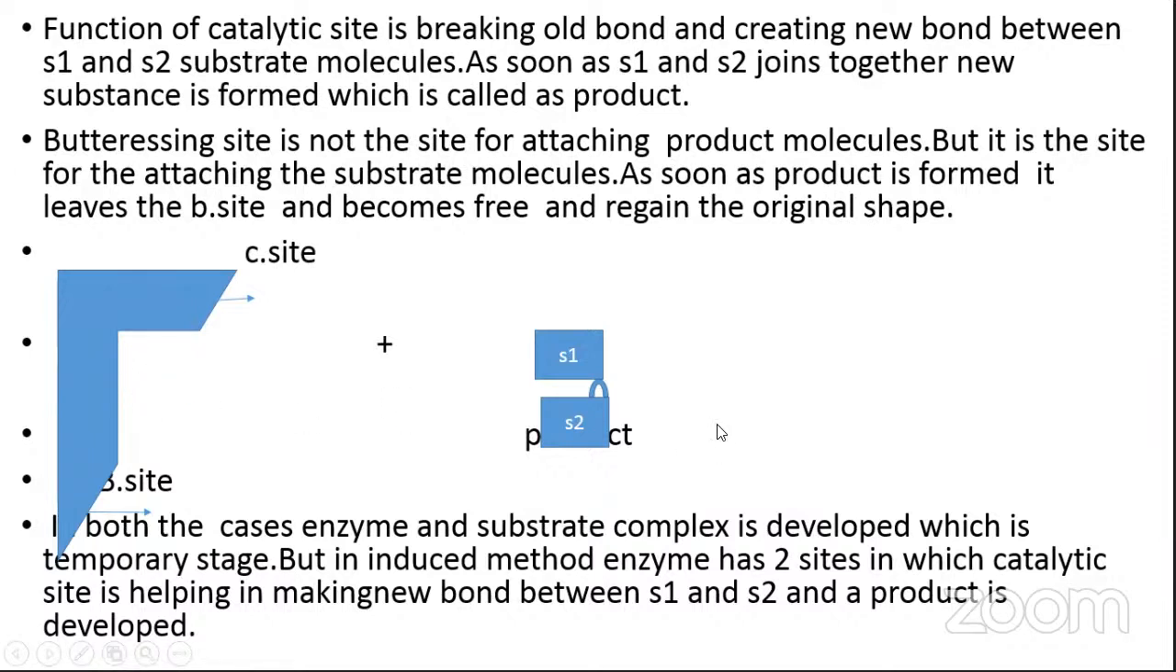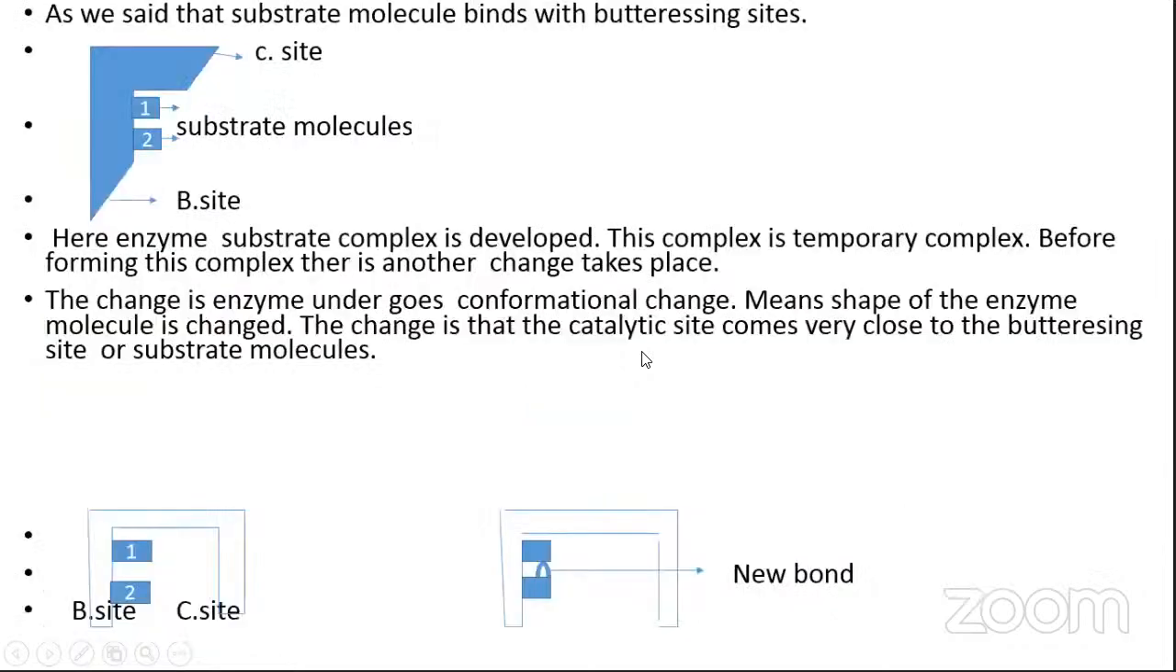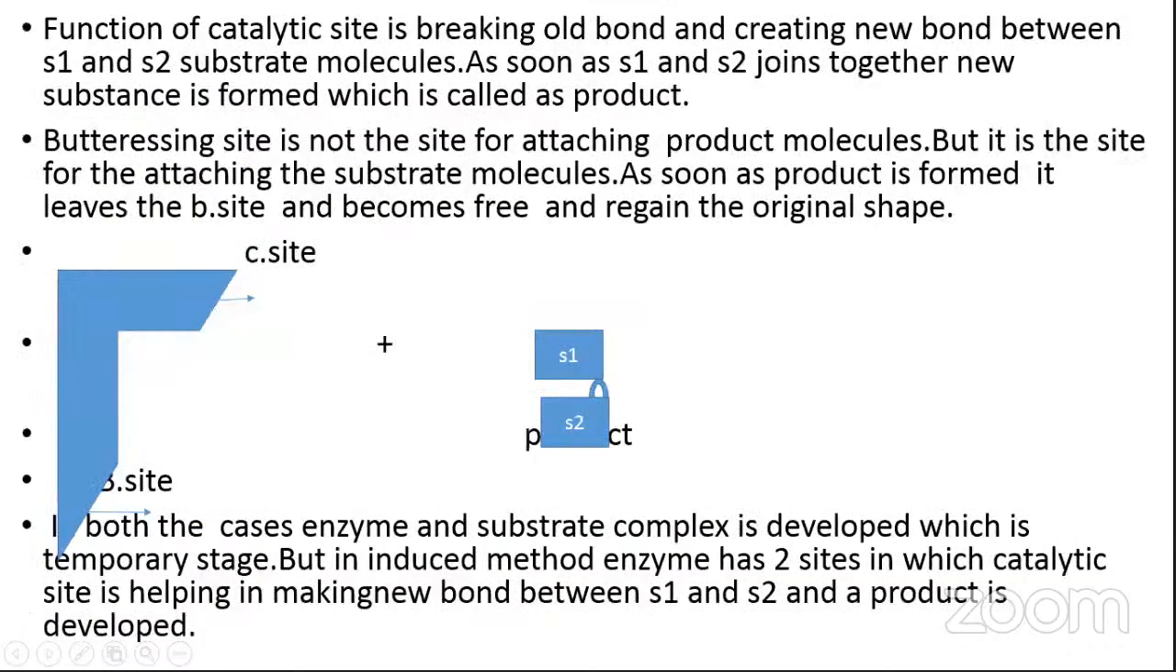That's why at the end of this enzymatic reaction, substrate molecules are converted into product molecules, but the enzyme, as it was initially, is the same after the completion of the reaction. So this is about the induced fit theory. What we are inducing here means substrate molecules are induced. Induced to what? They are induced to the binding site of the enzyme. So this is about the induced fit theory, which was proposed by Koshland.